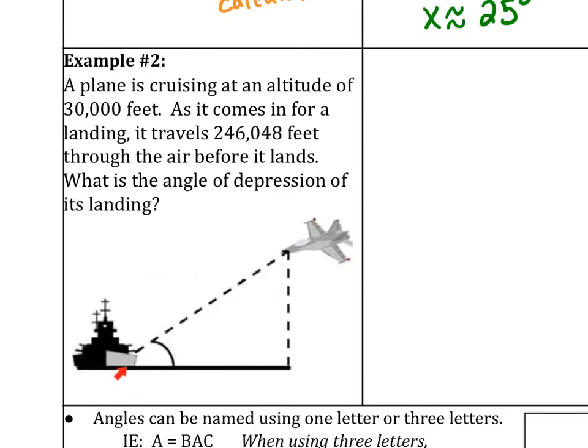And an angle of elevation would be the angle that goes from the horizontal line and then goes up to the line of sight. So the angle goes up like this, from the horizontal up to the line of sight, and that is called the angle of elevation.